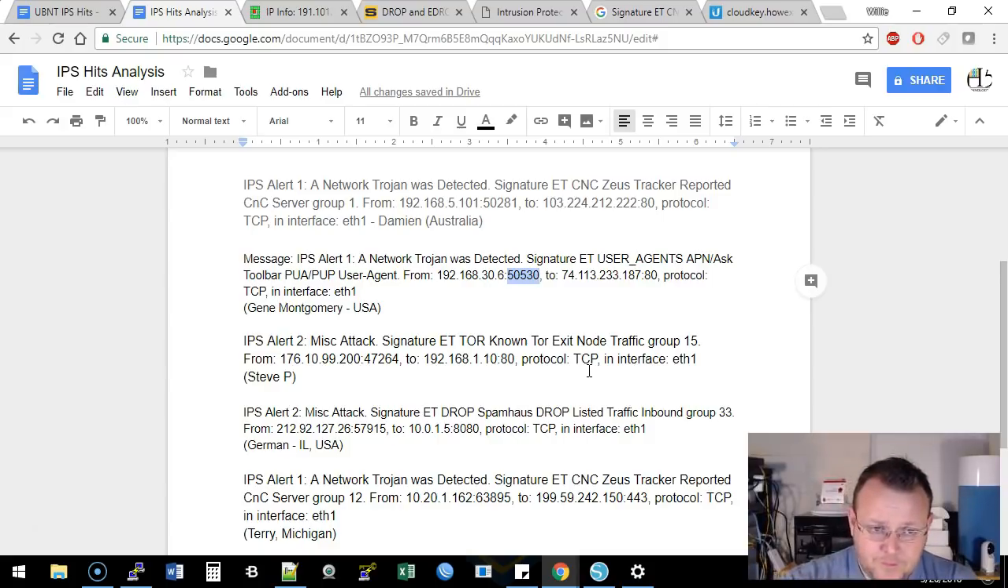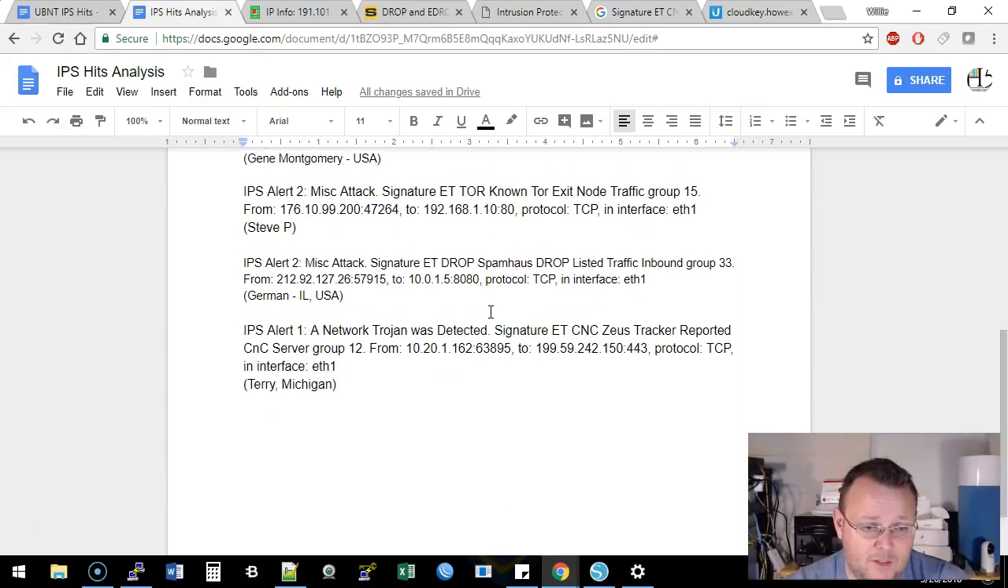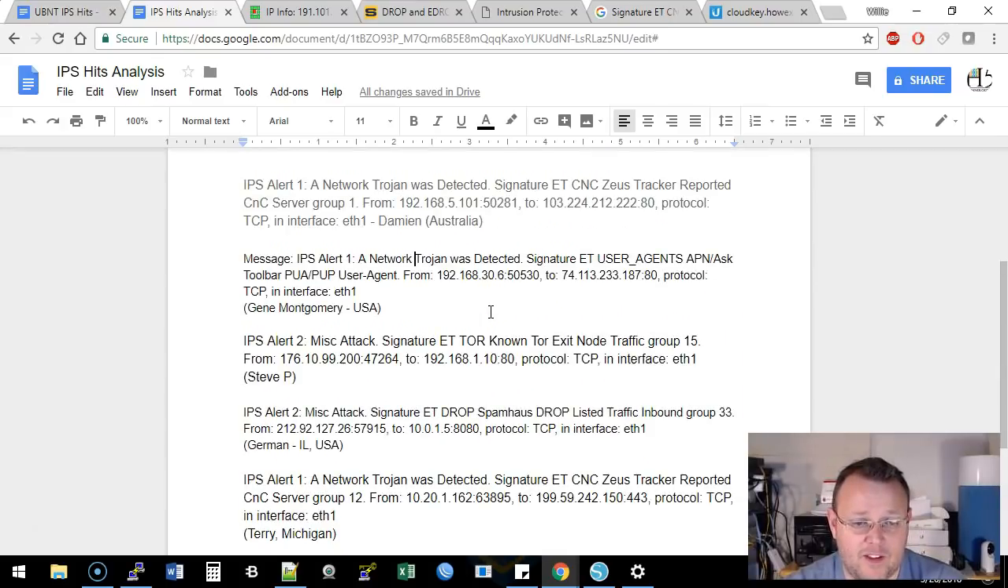But it looks like the Ask toolbar is sending information from this machine to this IP. Gene, thank you for submitting that. And it looks like we probably, I would imagine, I don't know if we dropped it or what. I'm assuming we dropped the traffic.